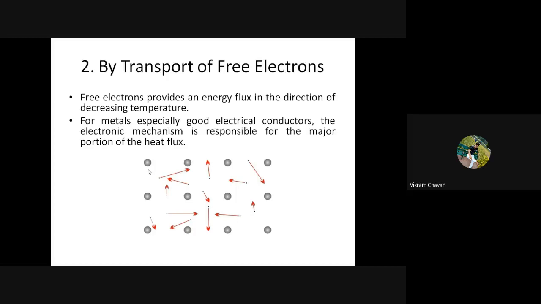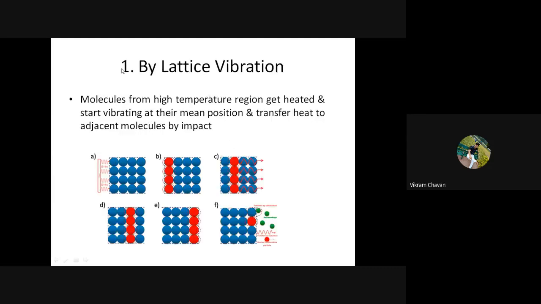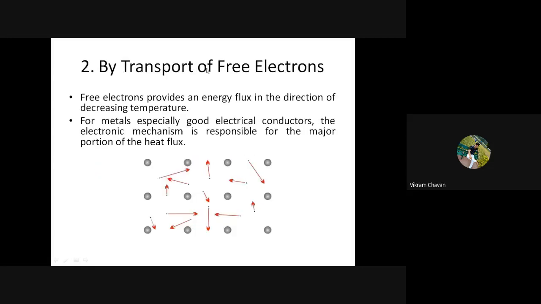Because of that, metals are good conductors of heat, because metals have free electrons. Whereas non-metals have no free electrons, so they will not have this mechanism of transport of free electrons. Only the non-metals have the lattice vibration mechanism of heat transfer. Is everyone clear about what is meant by the transport of free electron mechanism?